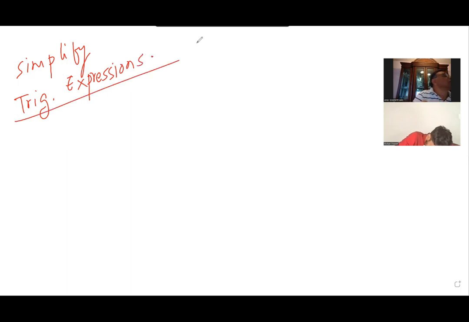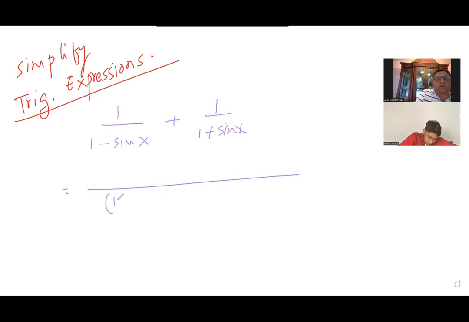So let me give you the first expression, which is 1 over 1 minus sine x plus 1 over 1 plus sine x. Can you simplify this? You can take a common denominator and then simplify it, right? So we can take a common denominator, which will be 1 minus sine x times 1 plus sine x, correct?